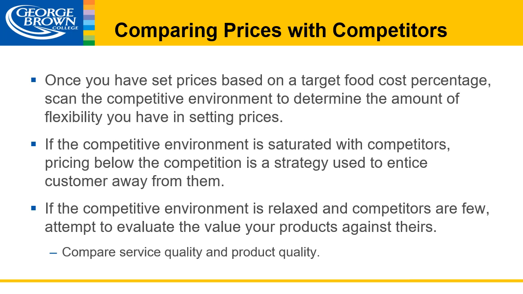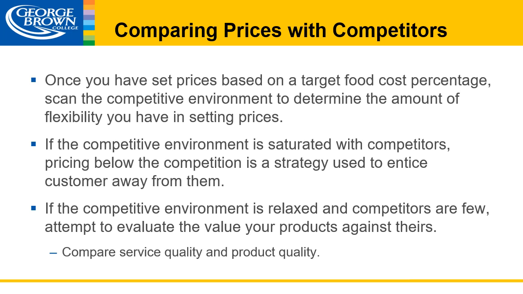Okay, so while we've talked about a lot of this already, I hope that you understand the logic here. Once we've set our prices based on that target food cost percentage, you need to scan the competitive environment to see the flexibility that you have in your prices. As we had mentioned before, if the competitive environment is saturated and you are homogeneous within your direct competitors, the appropriate strategy here would be pricing below the competition to drive customers away from your competition and to you.